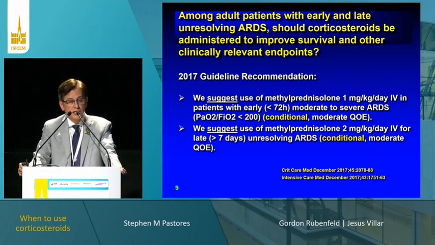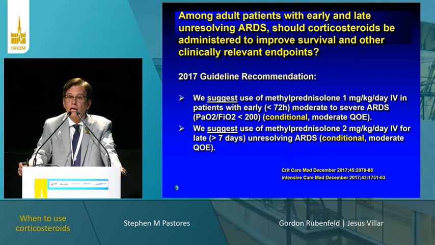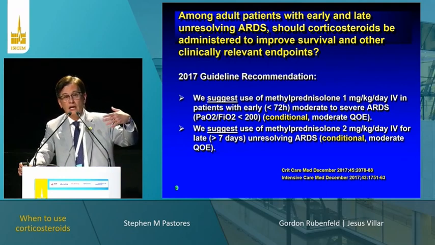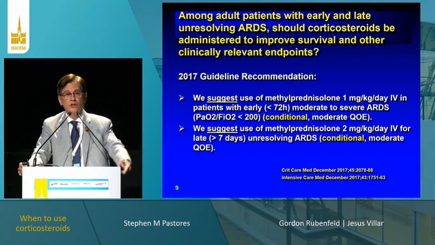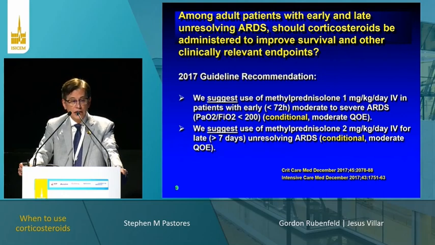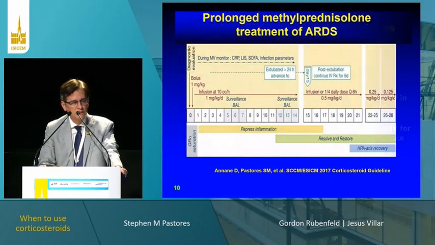We indicated the use of methylprednisolone at the time, 1 mg per kilogram per day intravenously, in patients with moderate to severe ARDS, PF less than 200, giving it within the first 72 hours of established diagnosis of ARDS. At the time, we gave this a conditional recommendation with moderate quality of evidence. Conditional because there was a lot of imprecision based on very small numbers of patients that were enrolled in the RCTs that we reviewed at the time. We suggested that for unresolving ARDS, you can go up to 2 mg per kilogram per day, again with a conditional or weak recommendation based on moderate quality of evidence.